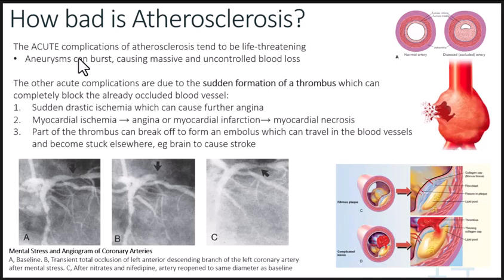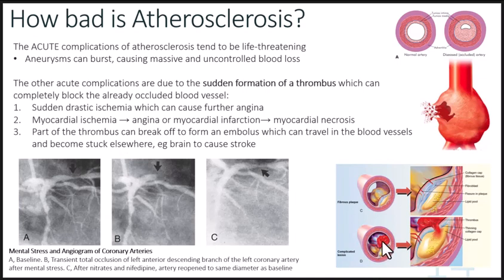Some other complications that are acute can be due to the sudden formation of a thrombus that can completely block a vessel or travel downstream and block a blood vessel. I talked about this already with these fissures that form, how they can attract platelets to the area. This is showing you what the clot looks like when it forms, and you can see that it's occluding the blood vessel even more than it did when it was just a plaque formation. And remember also that part of it can dislodge and travel downstream.